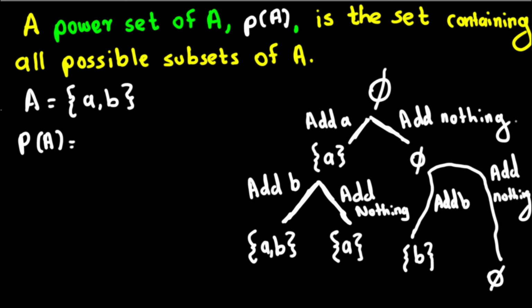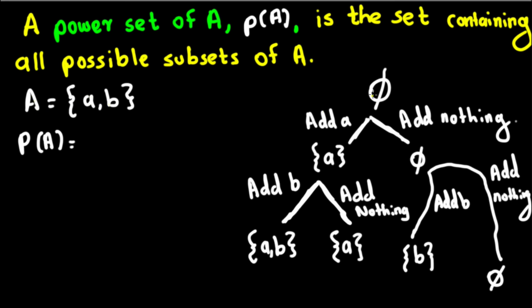What's going on, guys? In this video we are going to take a look at power set. Now let's look at the definition of power set. The definition of power set states that a power set of A, P of A, is the set containing all possible subsets of A. Here we have an example of A containing a, b.